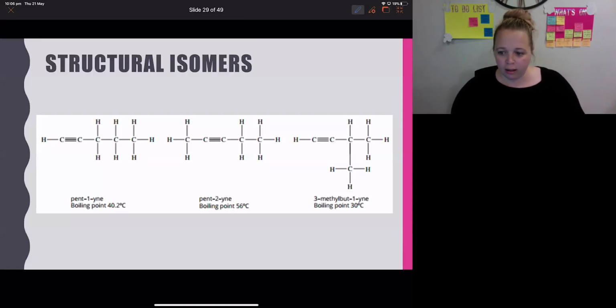So there are a few pictures of some structural isomers of pentyne. You need to try and do some structural isomers of butyne. And that is the end of this video.